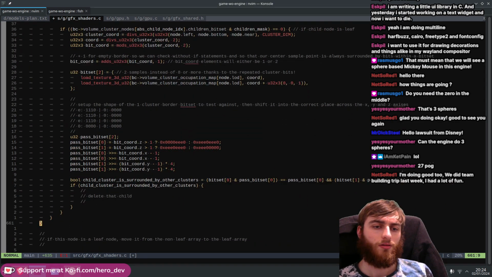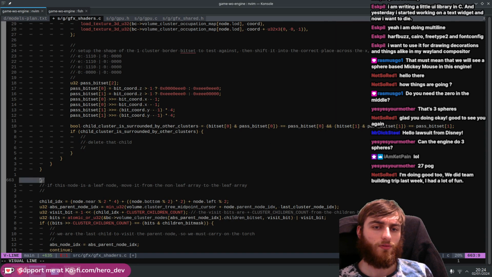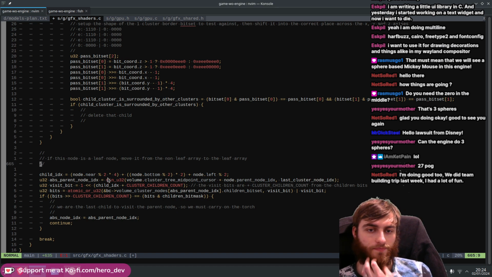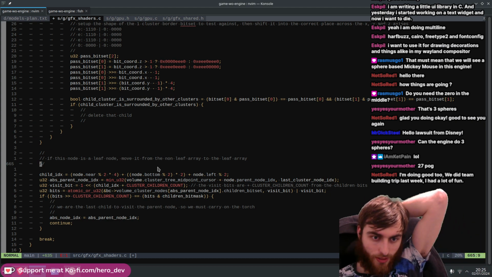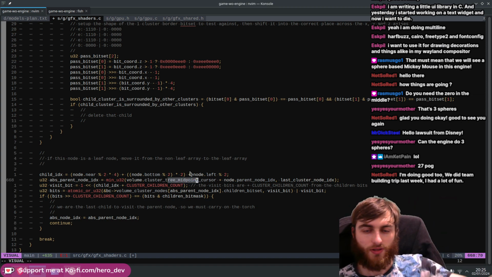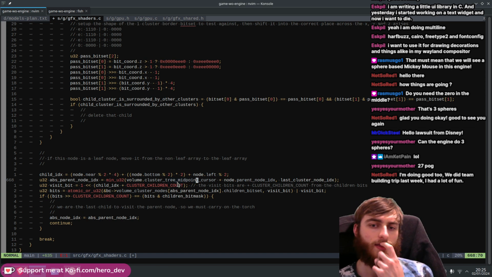And then if it is a leaf, oh my days, to work this one out again. If this is a leaf node, move it from the non-leaf array to the leaf array. I forgot where the leaf array is. Isn't it before the midpoint or after the midpoint? Something like that. There's a cursor, and before the cursor is a leaf, and after the cursor is a non-leaf or whatever it is.